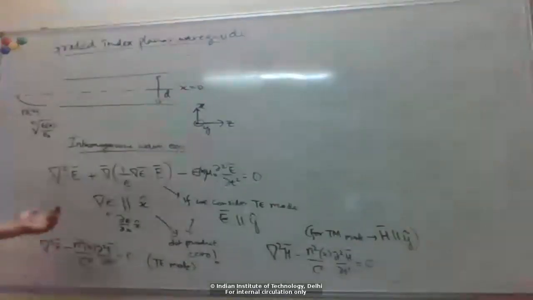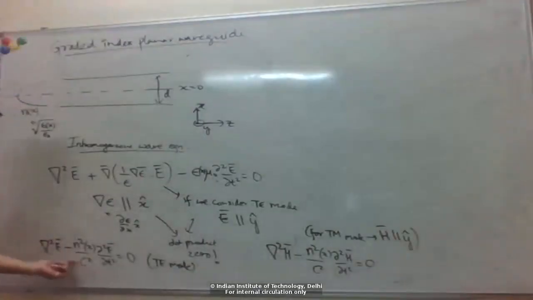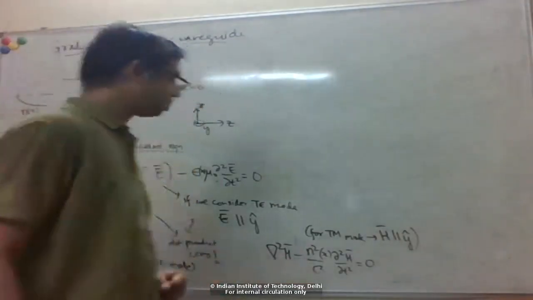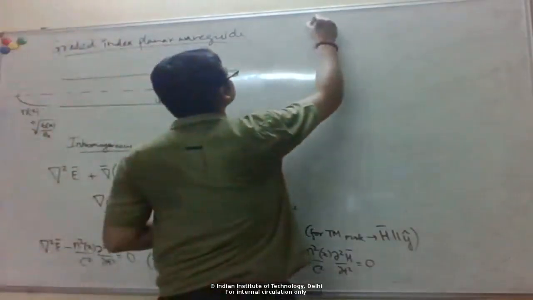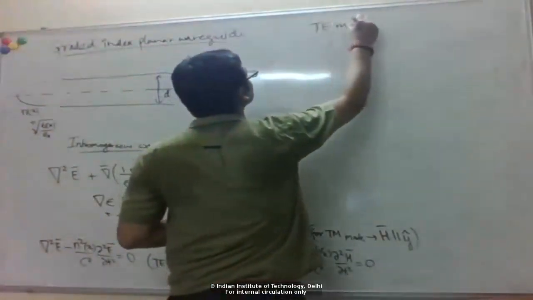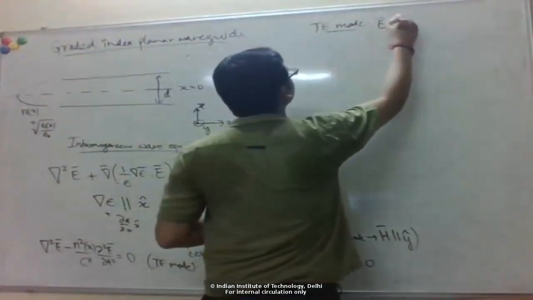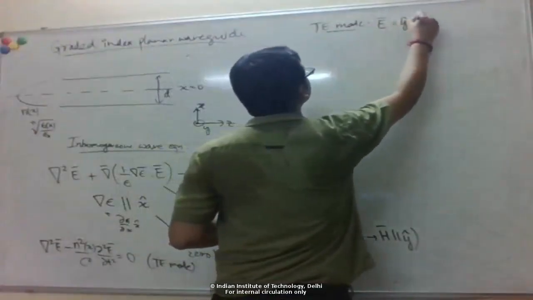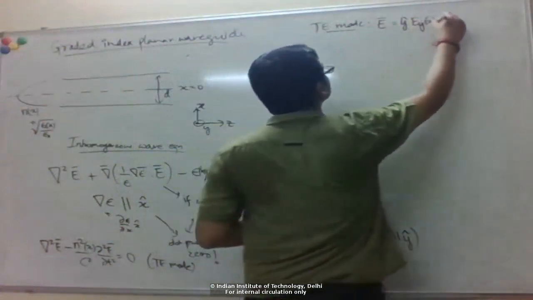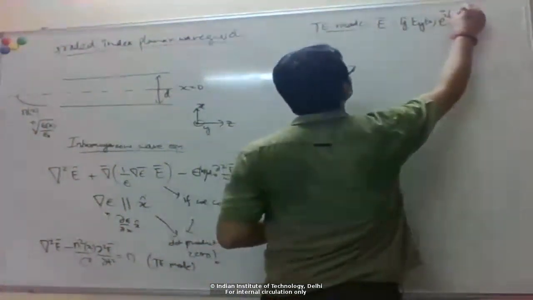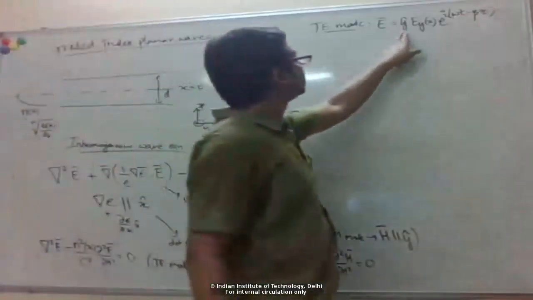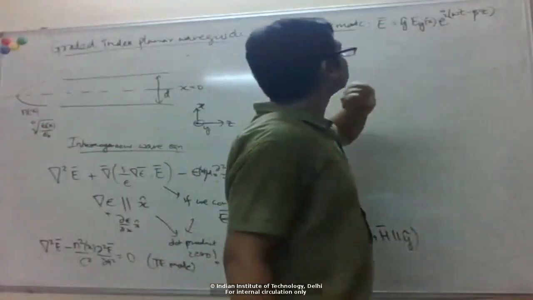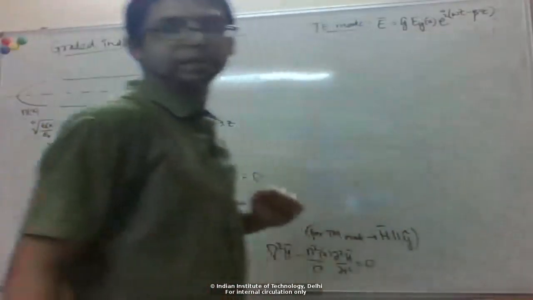So we can use the same wave equation to solve for the TE and TM modes. So again, for example, for the TE mode, we take E like this, polarized in the y direction, some field profile which depends on the x direction, and then this phase omega t minus beta z.